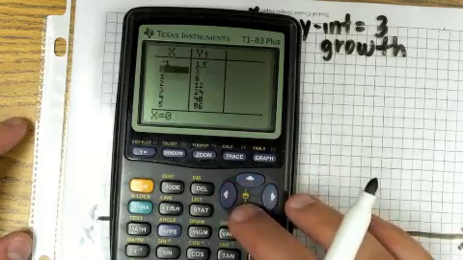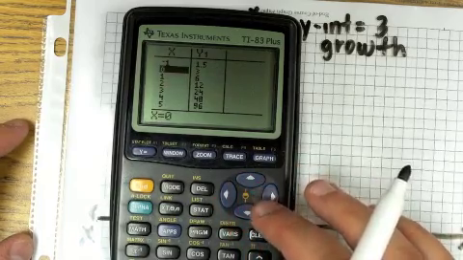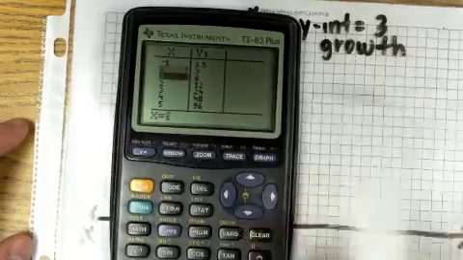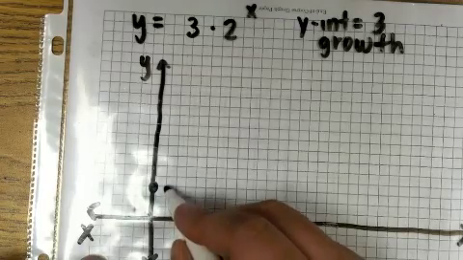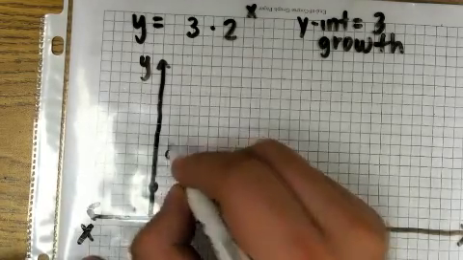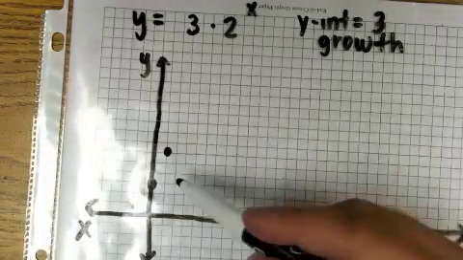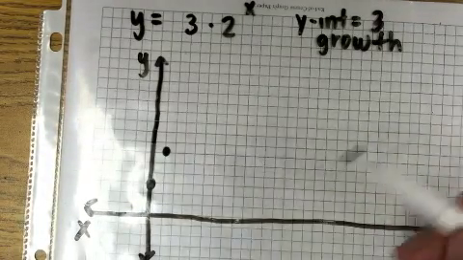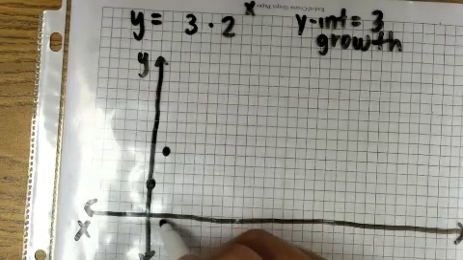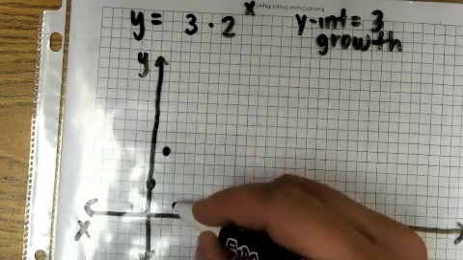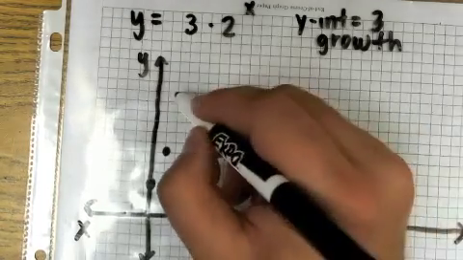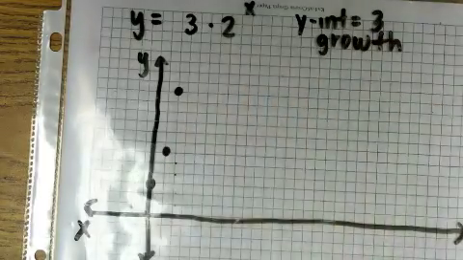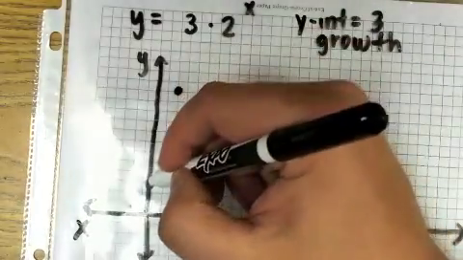So I'm only going to graph a few of these points just to get the general picture. I've already got 0, 3, so I'm going to do 1, 6. So over 1, 1, 2, 3, 4, 5, 6. And I think I have enough room here to do 12, so I'm going to do 2, 12. So over 2, and then 1, 2, 3, 4, 5, 6, 7, 8, 9, 10, 11, 12.